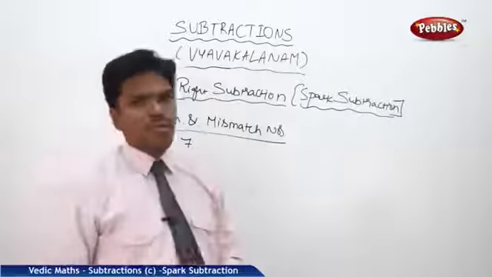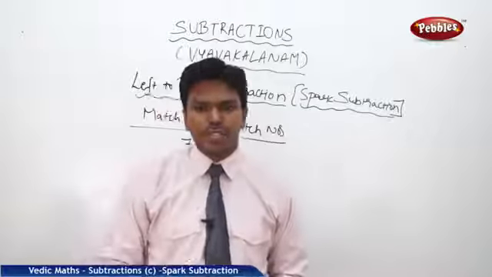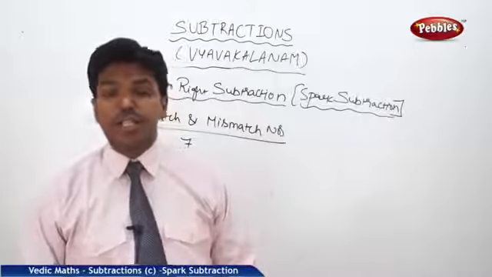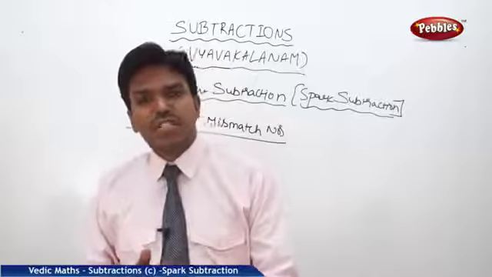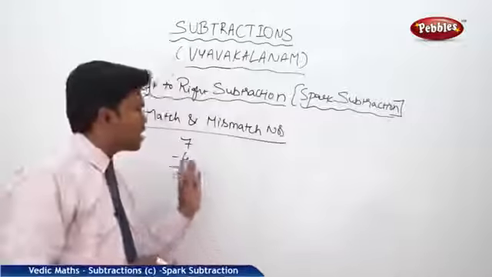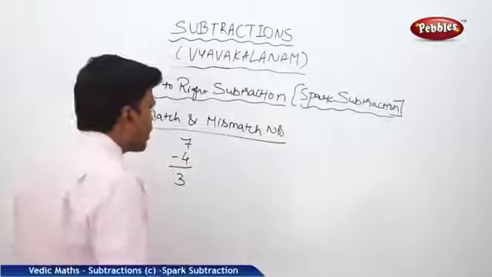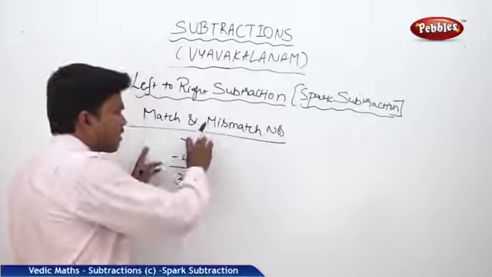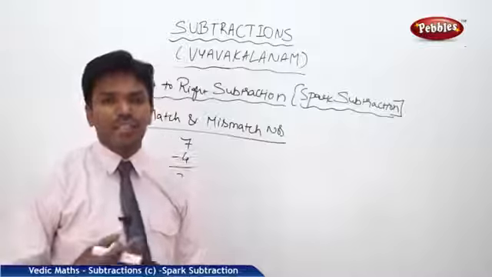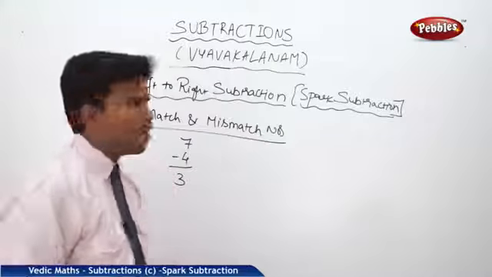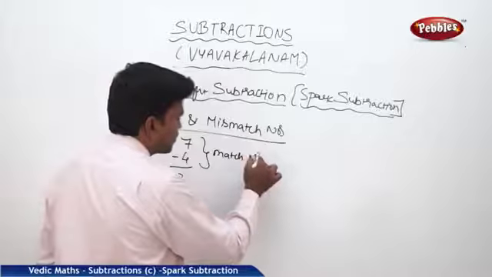Is it practically possible? Suppose I have 7 apples. If I want to give 4 apples to my friend, is it possible? Yes, I can happily give 4 apples, because I have 7 apples. That means it is practically possible. When the subtraction is practically possible, we call these numbers, 7 and 4, match numbers. Whenever the subtraction is possible, we call the numbers match numbers.